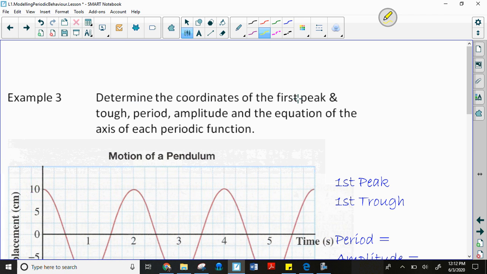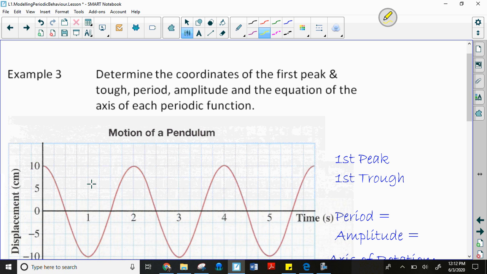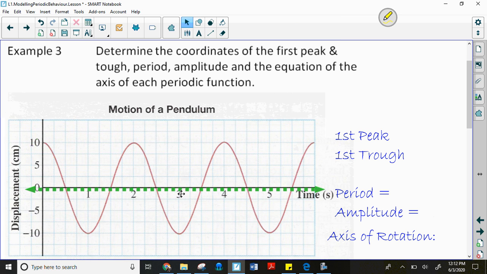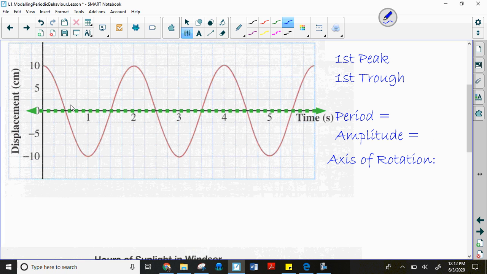Okay, determine the coordinates of the first peak and trough, the period, the amplitude, and the equation of the amp line. Okay. I don't know why, but for my eyes, the easiest thing to see first when I do these is the amp line. That's just the way my brain works, and I want to find that middle point where we're going up and down around. So for me, the axis of rotation, and for you, it's the same question. Axis of rotation would be this horizontal line that happens at y equals 0.